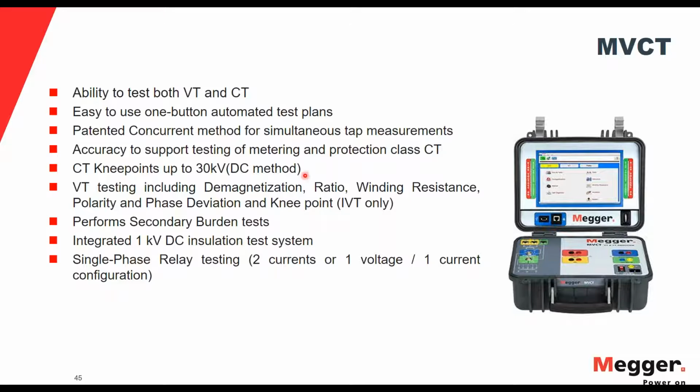As an optional thing you can add an integrated 1 kV DC insulation tester, but from my recommendation, if you can use your own megger insulation tester, like the 5 kV or 2.5 kV, you can use that as well. This is just an optional thing. And also you can add an optional feature to do single phase relay testing in the MVCT as well, if you would like to do that.